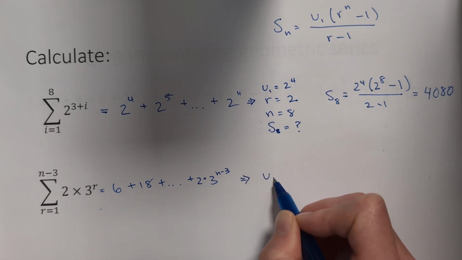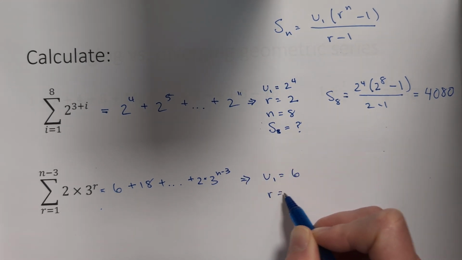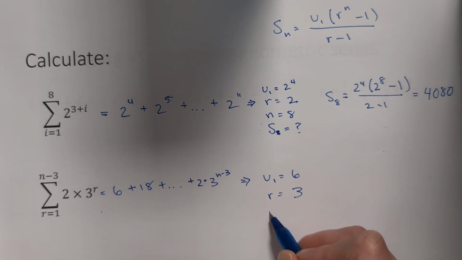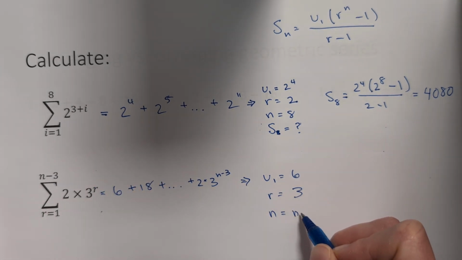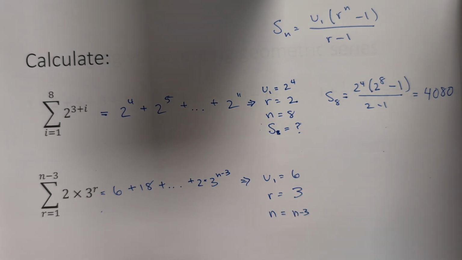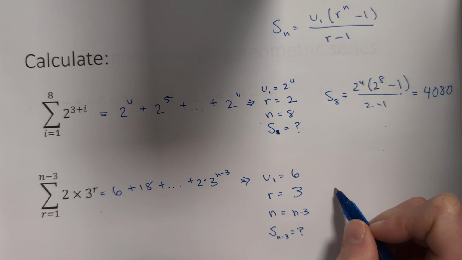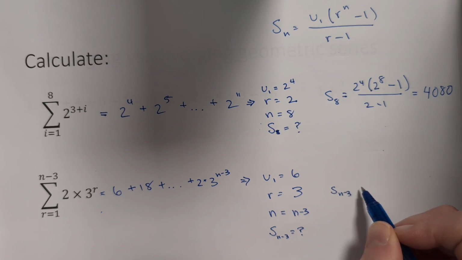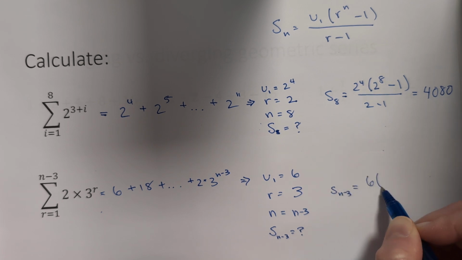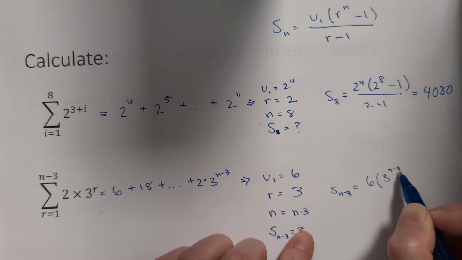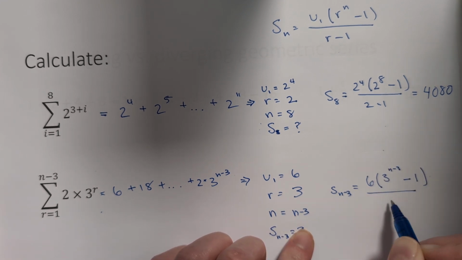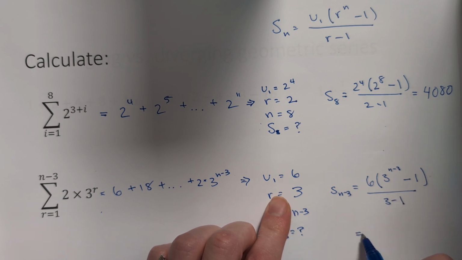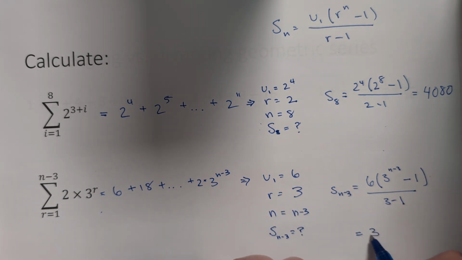Okay, so the first term here is 6. The common ratio is 3. We have the number of terms is n minus 3. A little bit weird in the notation here. Don't overthink that too much in this particular case. And then we want the sum of n minus 3, is what it's asking. Using the exact same method here, we're just not going to be able to simplify or really evaluate it. 6, 3 to the n minus 3 minus 1, all over 3 minus 1. This is 2. 6 divided by 2 gives us 3.